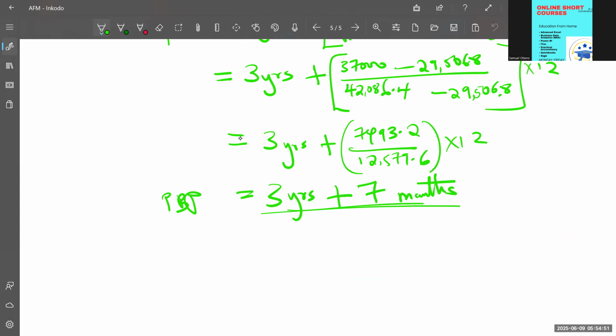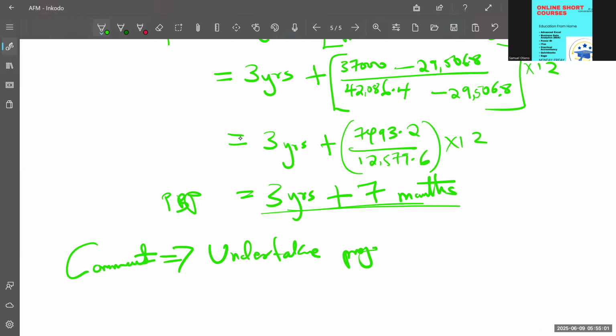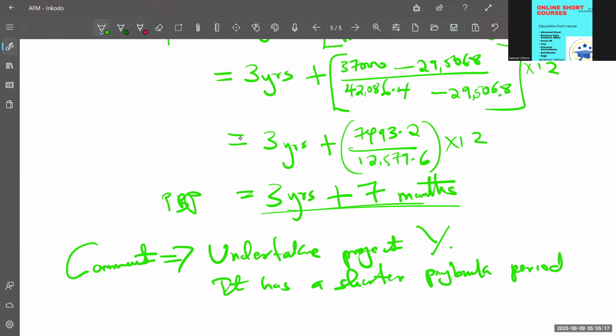So there we give our comment. And what is our comment saying? Our comment is saying undertake Project Y. Undertake Project Y. Very good. Because it has a shorter payback period. Payback period like that. So you've made a decision.